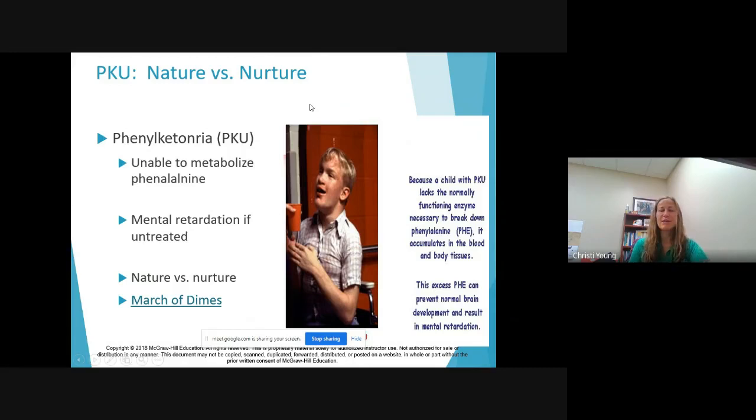You guys, for your writing assignment last week, had to come up with an example. Here's another example. PKU is a condition that is nature. However, with proper diet it will not result in mental retardation. If a child is identified to have PKU, they will be on a specialized diet because they cannot digest or metabolize phenylalanine, and it will build up in their system and cause mental retardation.